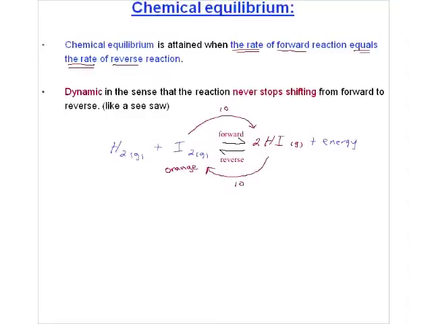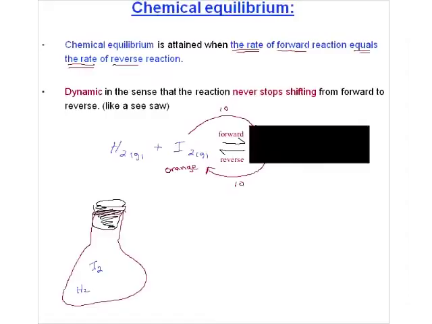All right, now we can look at this and say, let's take a flask here, and I'm going to black this out and say, okay, we don't have any hydrogen iodide in the flask yet. We haven't started the chemical reaction.